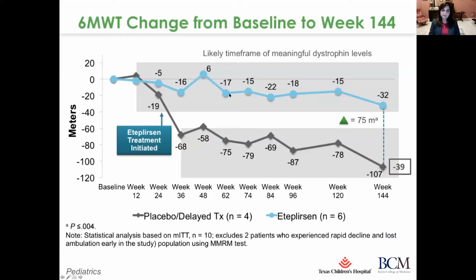Before the drug came out, there was some functional data monitored by the 6-minute walk test. And you can see here the patients who were treated with exon 51 skipping treatment actually walk better than the patients who were not initially treated, but started exon 51 skipping later on. There was a difference of 75 meters in their 6-minute walk test after 144 weeks.